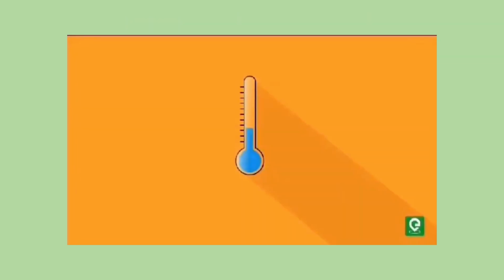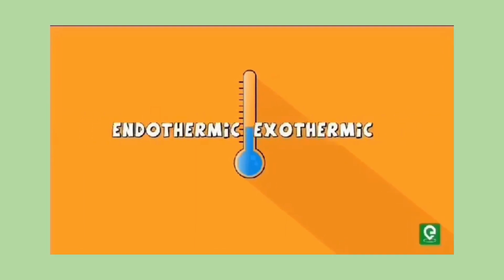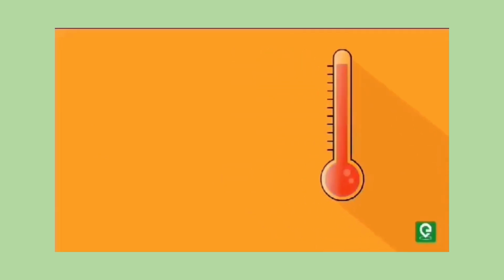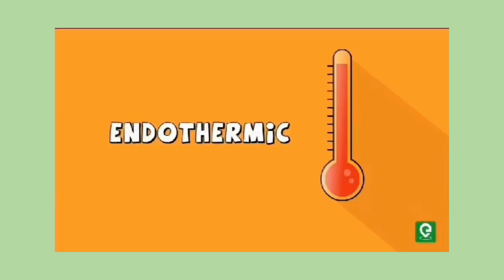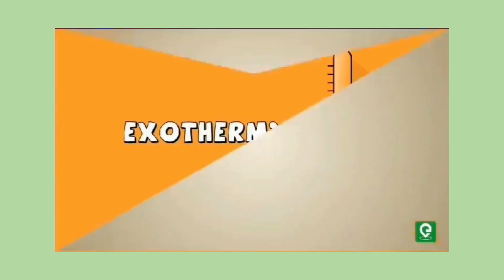Equilibrium on the basis of the direction of endothermic and exothermic reactions. If temperature is increased, the system will move in the direction which absorbs heat, thus favoring the endothermic reaction. If temperature is decreased, the system will move in the direction which releases heat, thus favoring the exothermic reaction.